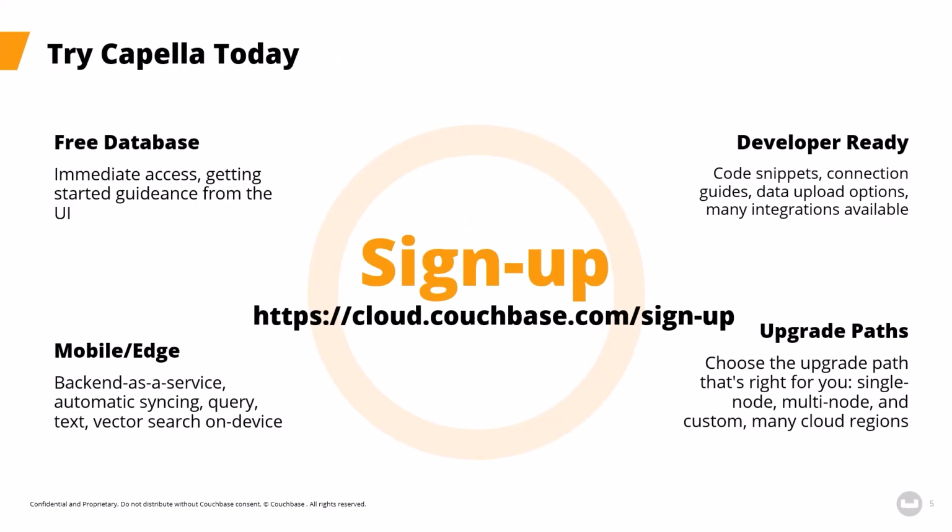If you'd like to try Capella for yourself, sign up for the free trial today. You'll get access immediately and guidance from our helpful UI to get started. You'll get developer-ready code snippets, connections, and data upload options. You'll get mobile and edge app services for automatic syncing and backend, along with advanced search and query options for vector, text, SQL, and more. You'll get options to upgrade to paid tiers as you need, including single node, multi-node configurations, and full customization, as well as many more cloud service provider regions.